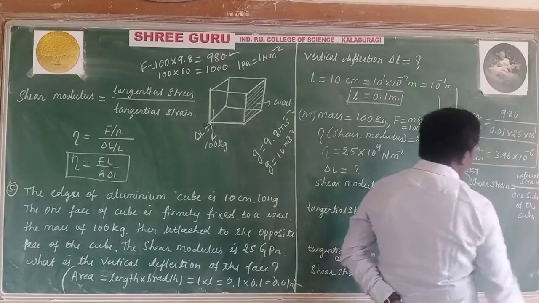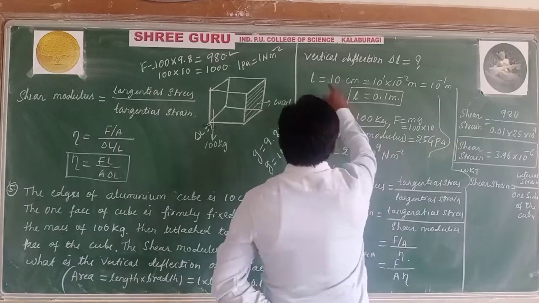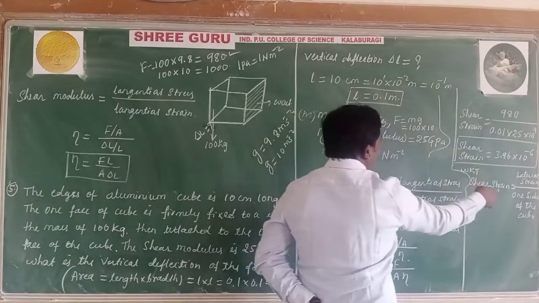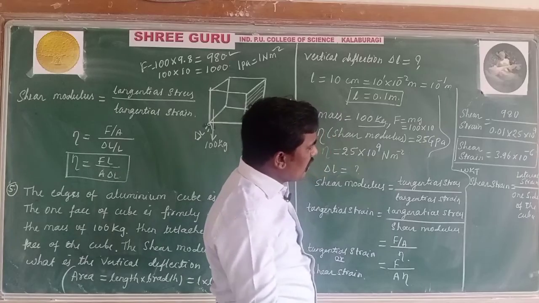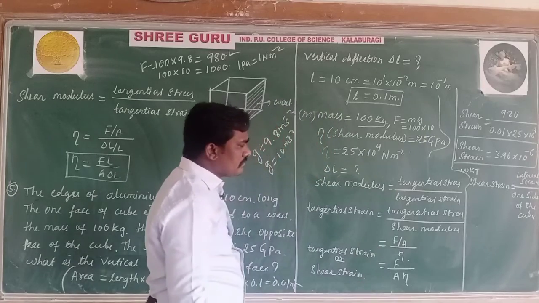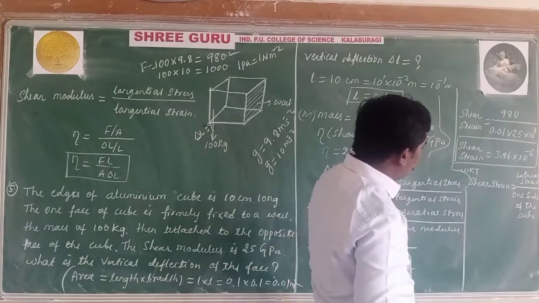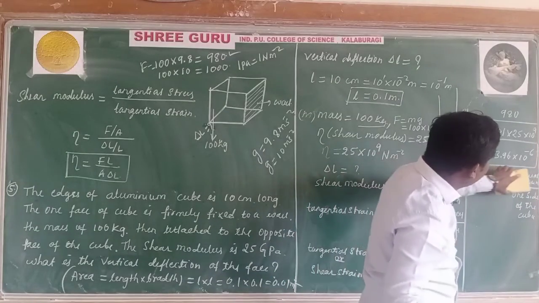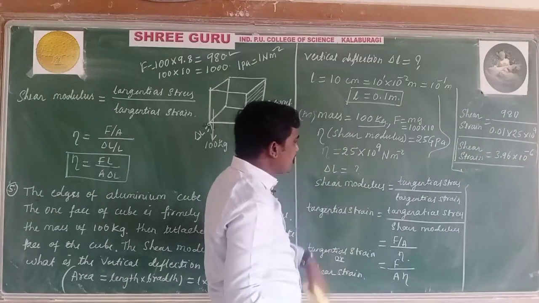Any cube. This is the general formula. Now lateral strain: we want the vertical deflection, which is nothing but the change in length. You can also write it as shear strain; vertical deflection means delta L. Already I mentioned delta L.